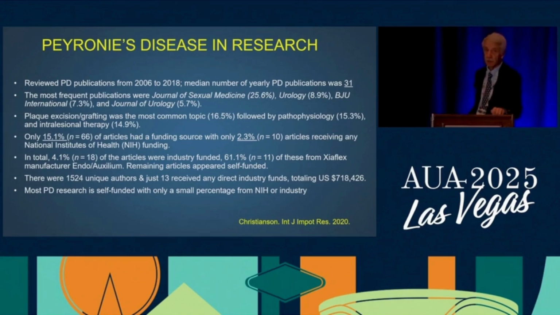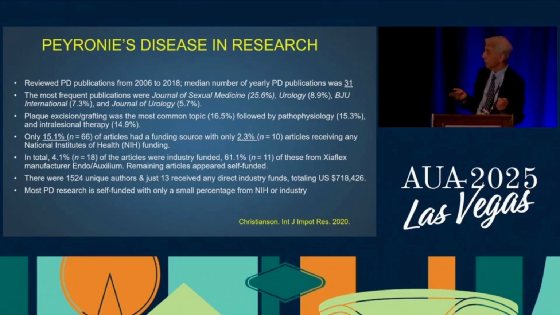Now, interestingly enough, when it comes to the surgical subspecialties, urology has the least NIH funding, less than 2%, and only 15.1% of these articles, N equals 66, had any funding. 2.3% came from the NIH. In total, 4.1% of the articles were industry funded, and almost two-thirds of these came from the makers of Xiaflex, or the manufacturer. The remaining articles were all self-funded.